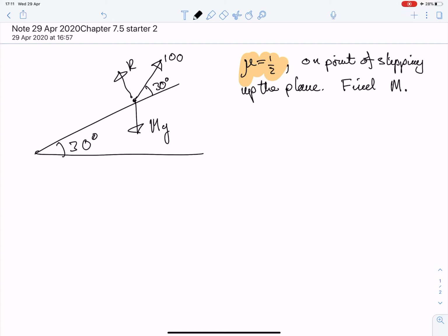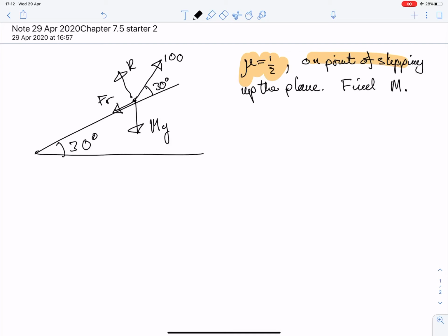So the key thing to pick up on here at the start is that it's on the point of slipping up the plane, and the plane is rough. Therefore, we've got to put a friction acting down the plane because it's about to slip up the plane. Then we should know that we're going to work perpendicular and parallel to the plane.